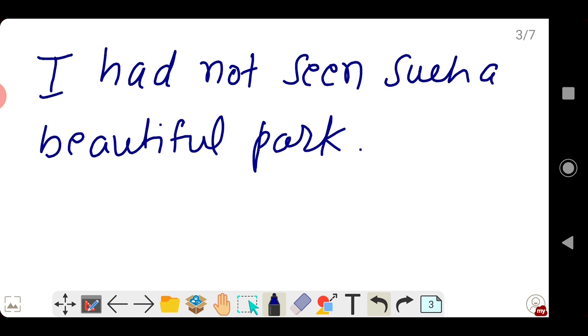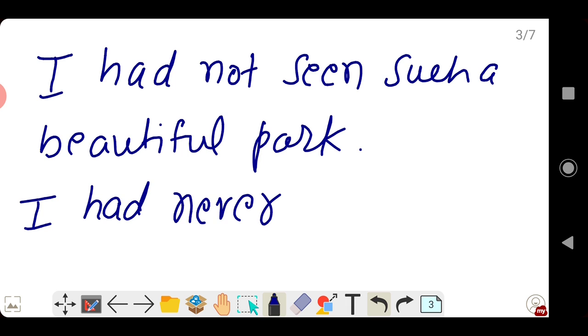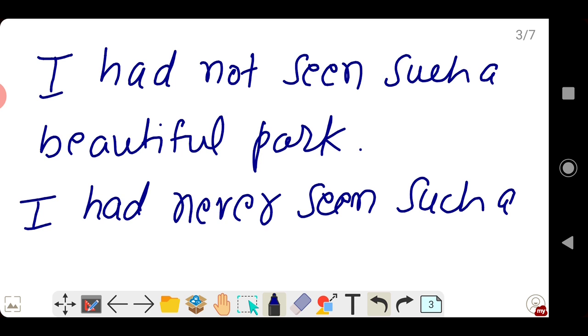Or instead, you can say it in this way: I had never seen such a beautiful park. Most people use never.